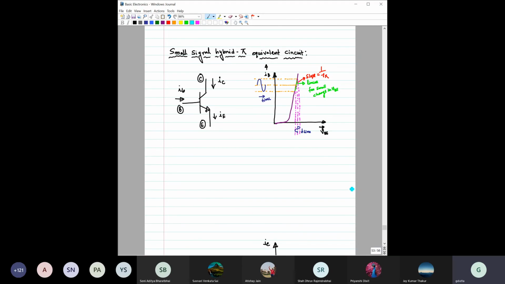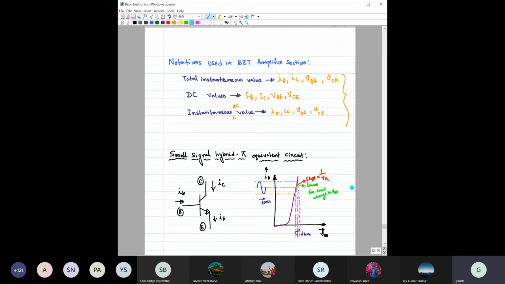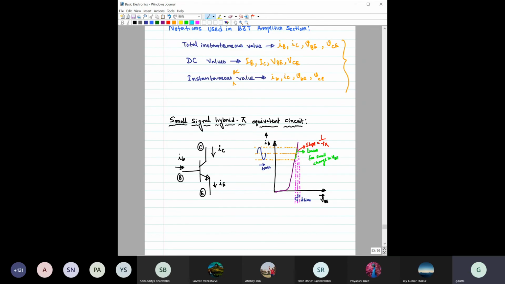Okay, small signal hybrid pi equivalent circuit. So far we have understood what we mean by small signal, and we are also aware of how to do the DC analysis and find the Q points. That part is now done. Now, if we comply with the small signal condition, meaning the signal is small enough that we can consider the network to be a linear one, then this bipolar junction transistor can be represented by some equivalent circuit.